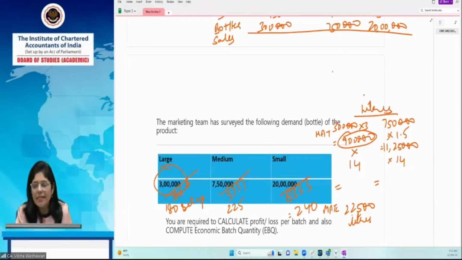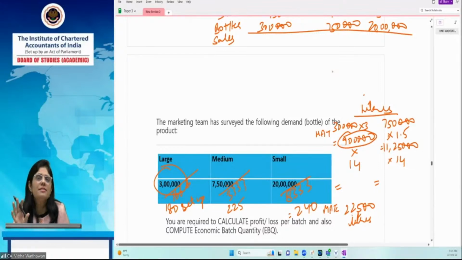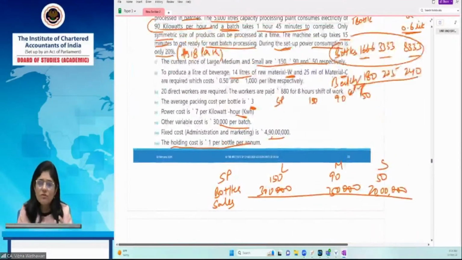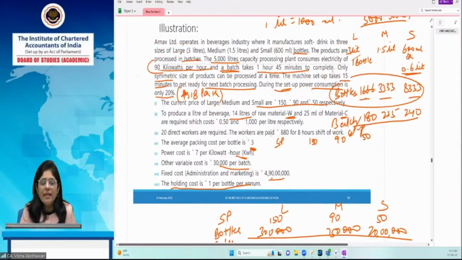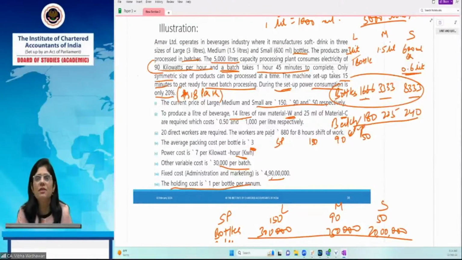So 9 lakh we require. In 9 lakh, 0.025 liter of material C will be used. All right. So we require 22,500 liters of material C also on this material. So both the materials we require. All right. So I'm going slow, step by step, to make you understand how we have to calculate. The material information, we have to convert it into liters first. How many liters we require?